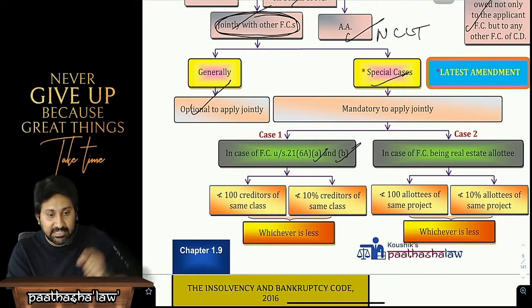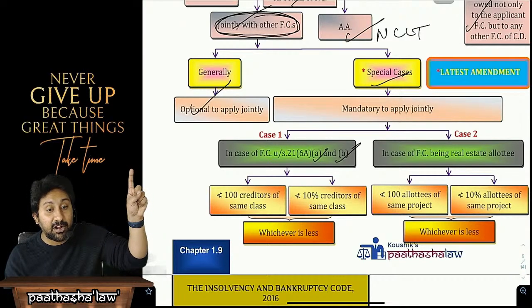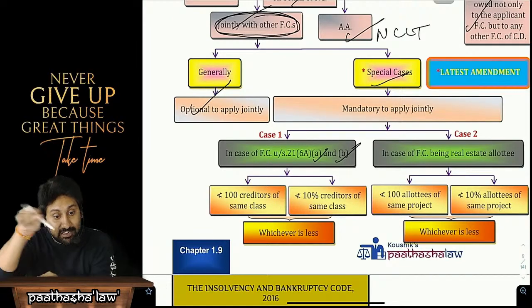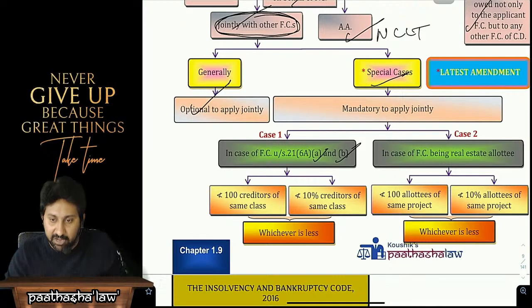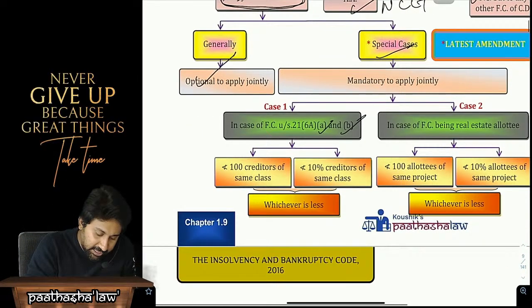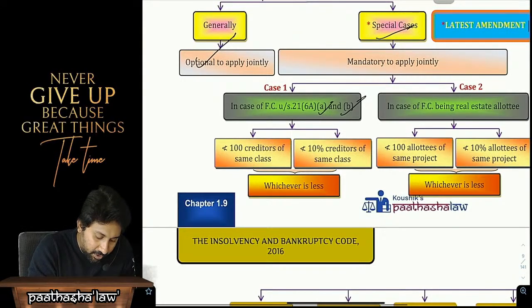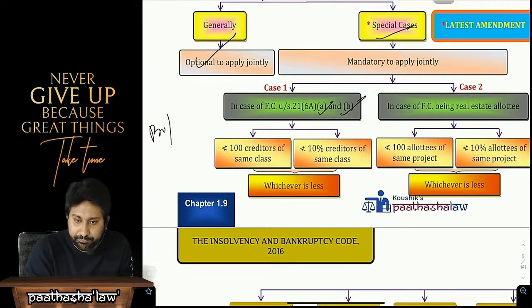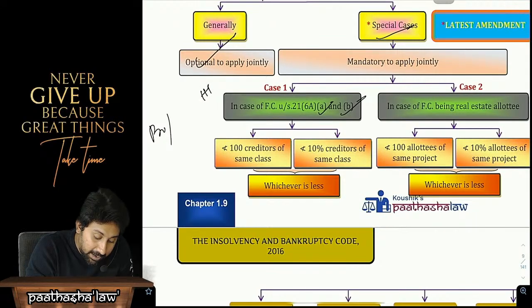Okay. Second case I will discuss now. In the financial creditor definition, I left one point. I said that we will discuss it in section 7. This is the point. Listen carefully. Whenever real estate transactions are happening, there will be two parties. One will be the promoter or builder or developer, whatever you call. This person will collect amounts from various home buyers.